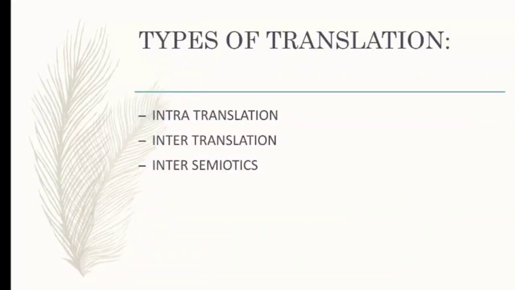Now, in this slide, we have the types of translation. There are three types of translation. The first one is intra-translation, number two, inter-translation, and number three, intersemiotics. We will be discussing these in detail in the next slides.